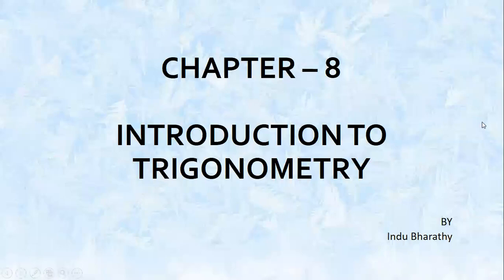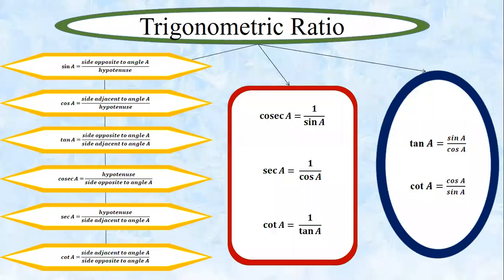Good morning. In this video, we are going to continue with Chapter 8, Introduction to Trigonometry. We had already seen the trigonometric ratios sin A, cos A, tan A, cosec A, sec A and cot A, and the reciprocal trigonometric ratios: cosec A and sin A, sec A and cos A, cot A and tan A. We have another formula, tan A equal to sin A by cos A, cot A is equal to cos A by sin A.